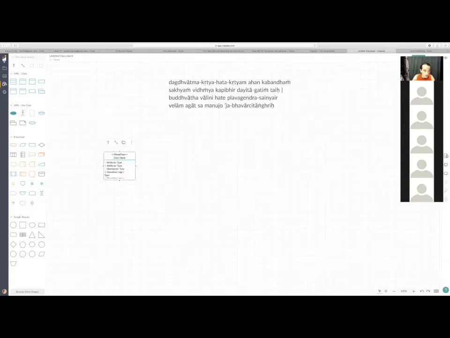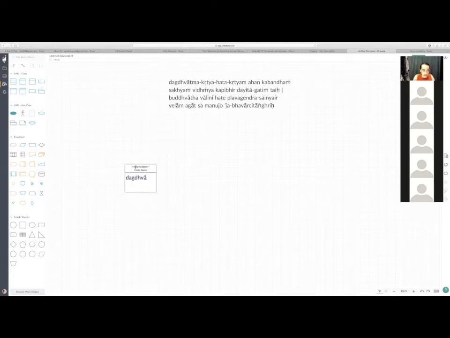Interesting. Okay, so let's start with the first word. Dagdva. So what about Dagdva? What comes after Dagdva? Burning, or having burned, or burning while burning. Okay.